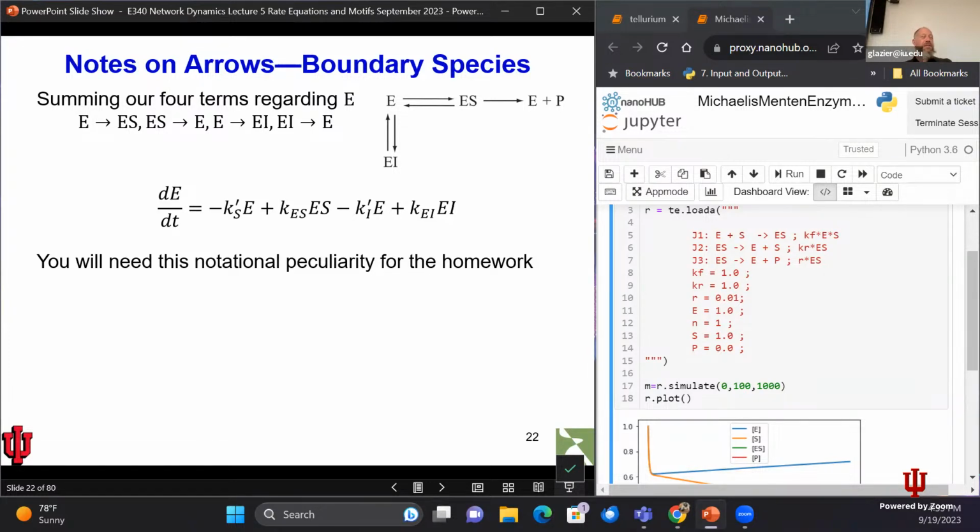But then the problem is that I don't have any way of writing what's happening to E by itself, because E is participating in 3 reactions. When I have the free E, I should have E plus S goes to ES, and I should also have E plus I goes to EI. And I have to write that as 2 separate lines. I can't put them into one diagram, because the E is doing two different things at the same time.